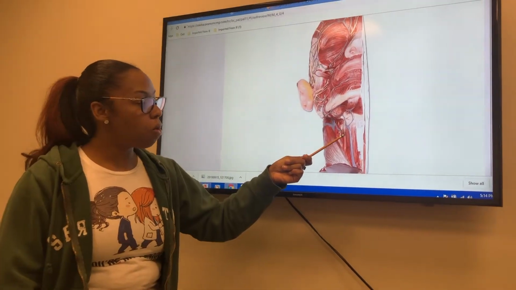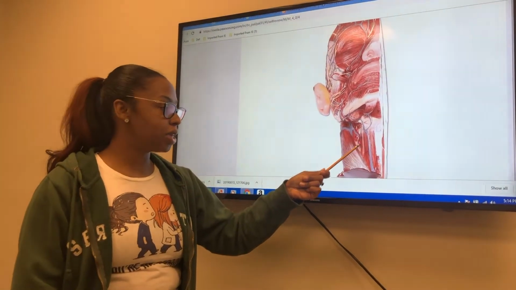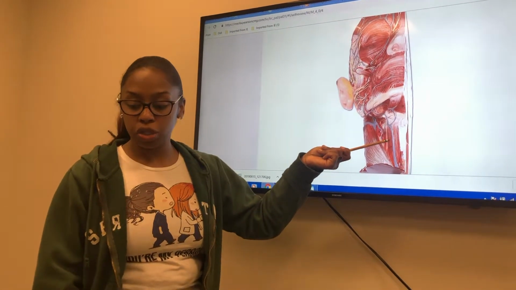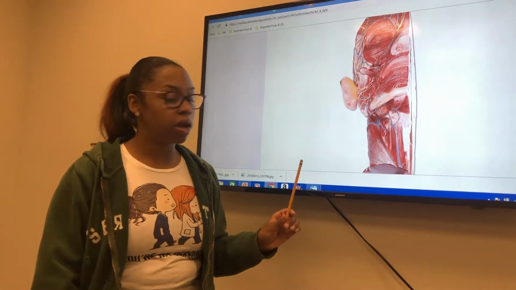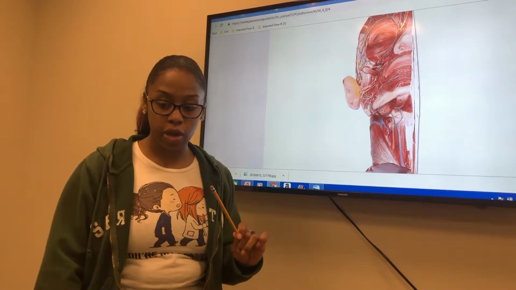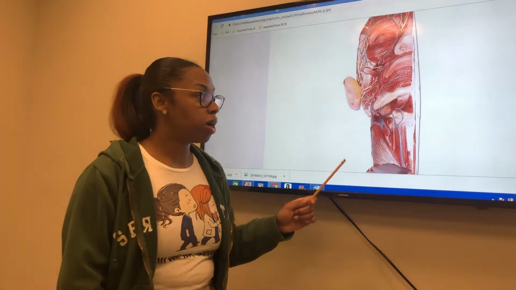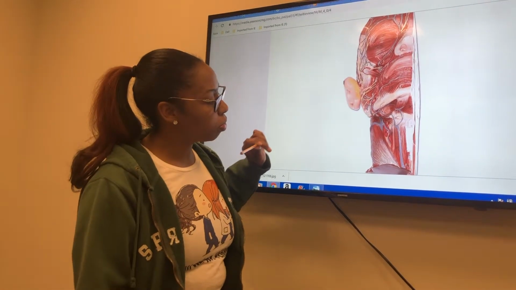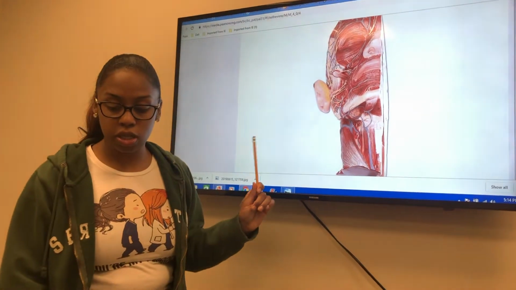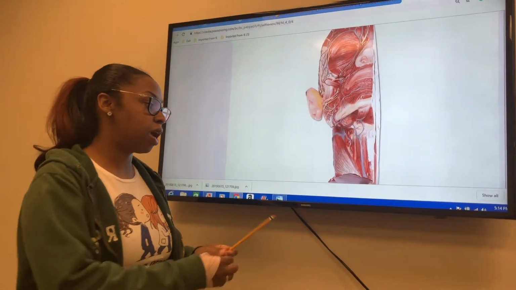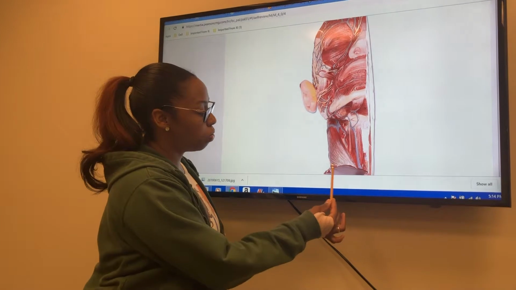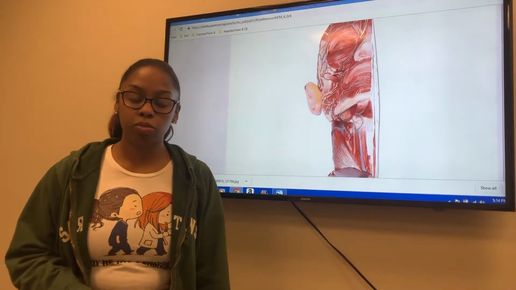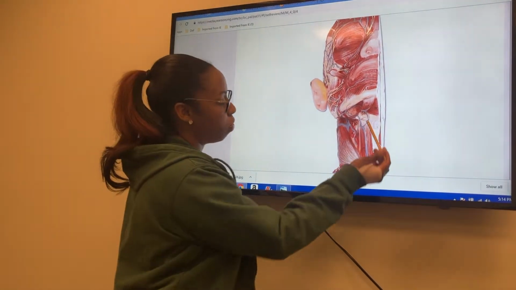This is the omohyoid muscle, which has an inferior and a superior end. Its innervation is the cervical spinal nerves 1 through 3. Its action is to depress the hyoid bone, which is in here. Its origin is the superior surface of the scapula, and the scapula is going to be behind here. And its insertion is the hyoid bone, which is here.